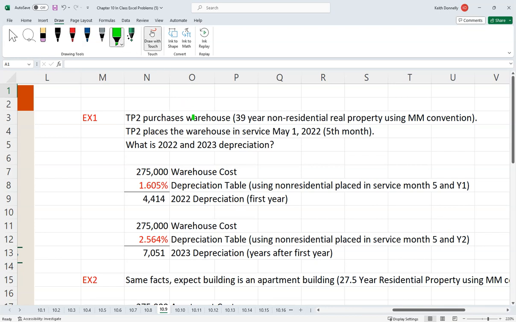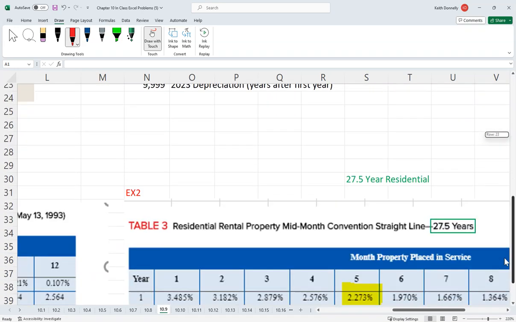All right, hey, it looks like we have a taxpayer with a warehouse, so that's 39-year property. They place it into service on May 1st, so you kind of have to be aware, on the front end in year 1, of what month they put it in service. They want to know, can you please tell me year 1 and year 2 of depreciation? So we know we're using the table. It's going to be the cost times the percentage from the table. Okay, but how do we use this table? That's where it gets a little bit tricky.